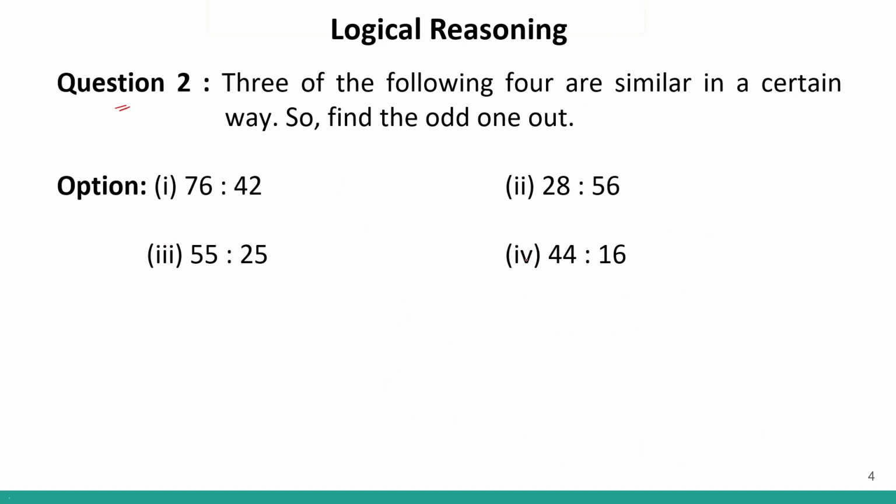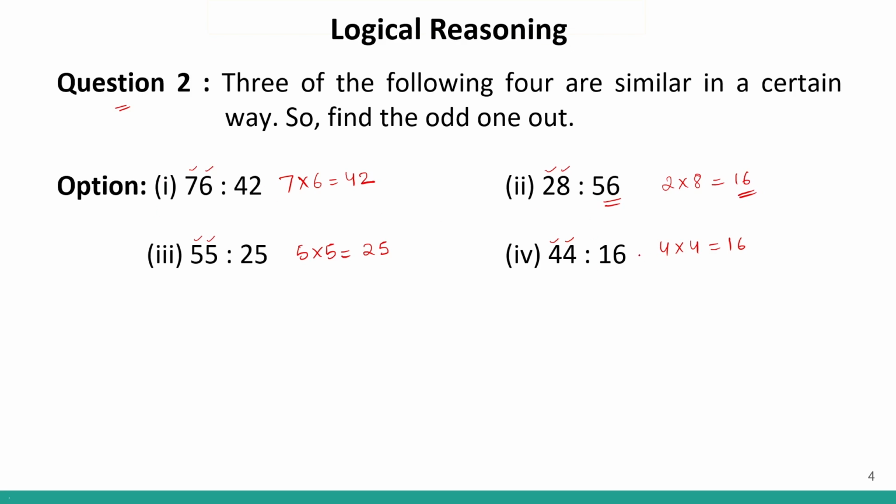In question number 2, again 4 options are given to us and we have to identify which of them is the odd one out. If I look at these numbers, the individual numbers, I can see the relationship. Basically 7 into 6 will give me 42. Correct? Over here also 5 into 5 will give me 25. Similarly, 4 into 4 will give me 16. But 2 into 8 will give me 16 and not 56.